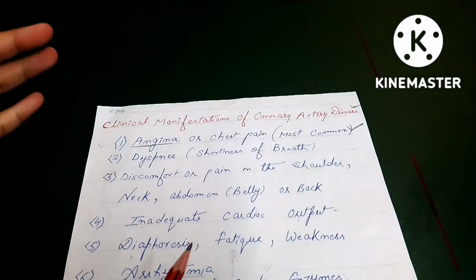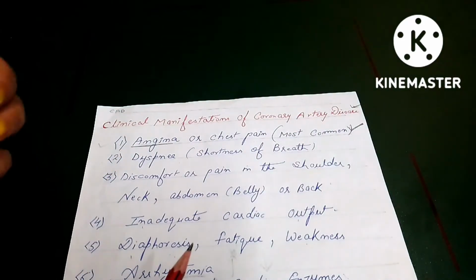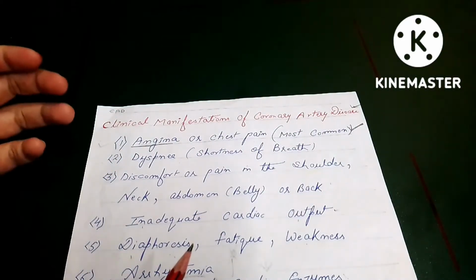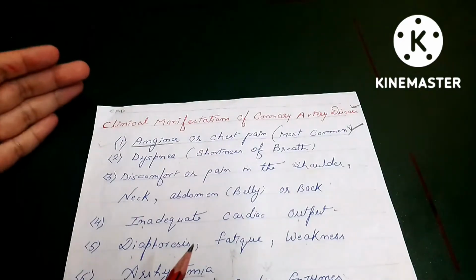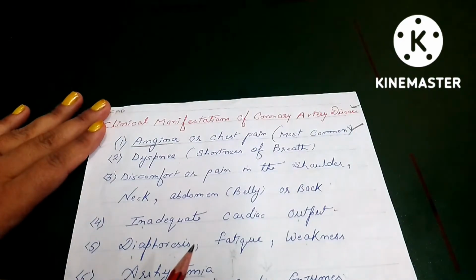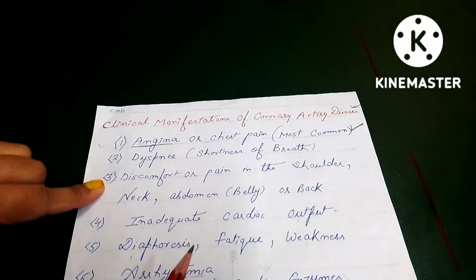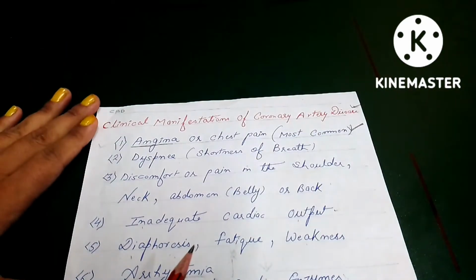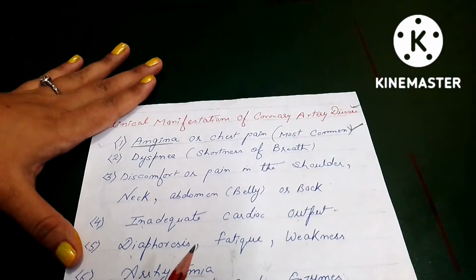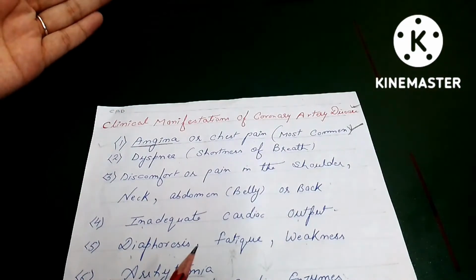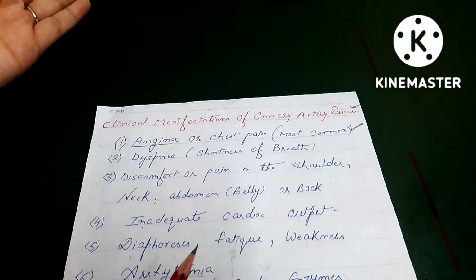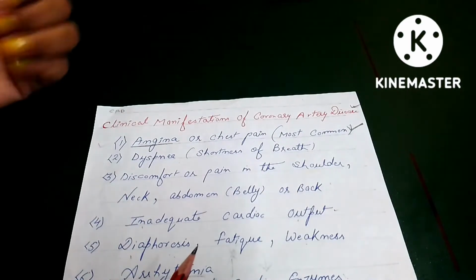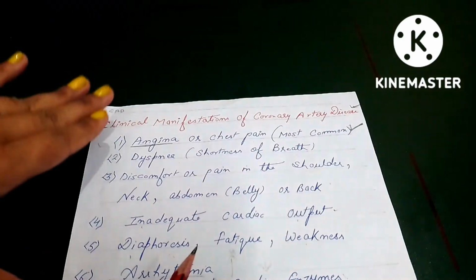Next symptom is dyspnea. Dyspnea means a type of shortness of breath. The patient will feel breath deprived. He feels that the breath is not coming. Next symptom is discomfort or pain in the shoulder, neck, abdomen, belly or back. Due to the lack of oxygen and nutrition supply, the heart pain mainly can be seen in the left shoulder, the neck region, and in the abdomen, belly and back region.